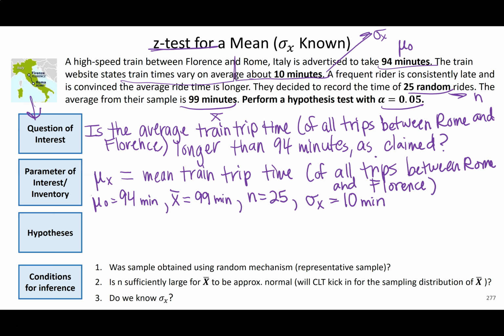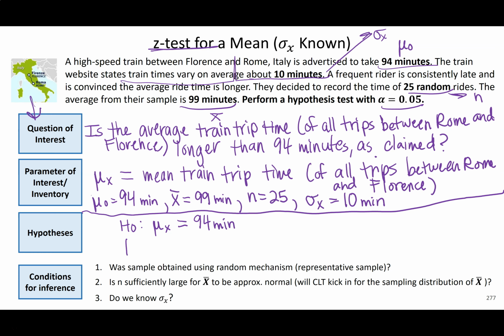So then my hypotheses. It's a lot crammed onto one side there. So my null is going to be really boring. It's just going to be stating what the website claims. So mu, okay, so I'm talking about the population, is equal to what's claimed, so 94 minutes. The alternative, I'm still going to have mu, I'm still going to have 94 minutes. But then we're thinking, oh, consistently late, they're convinced the average time is longer, so we're going to look at greater than. So this is going to be a one-sided test.